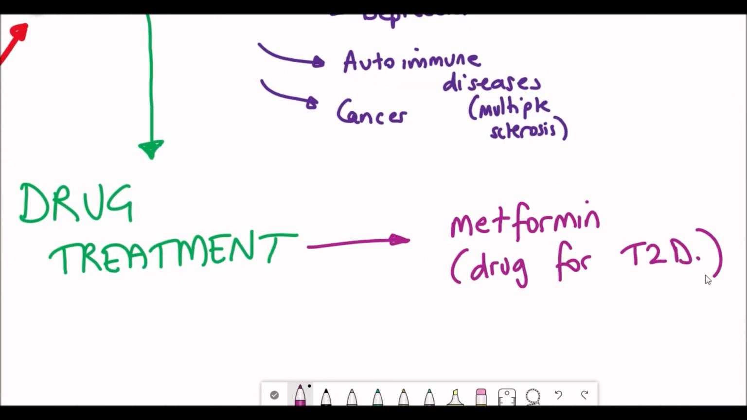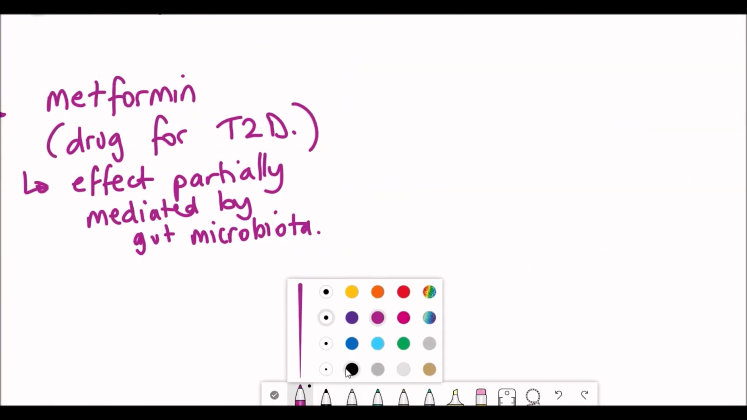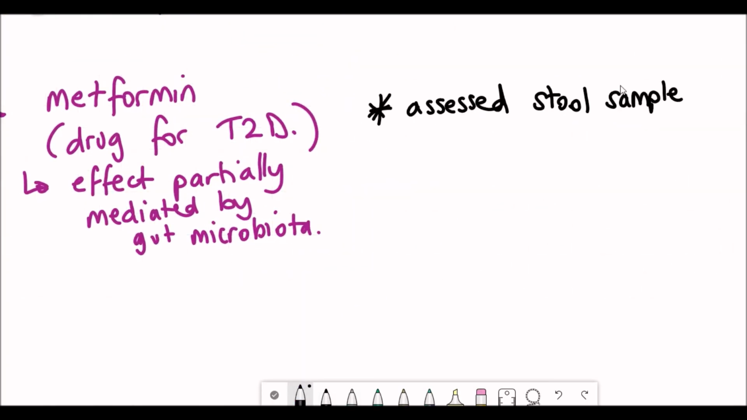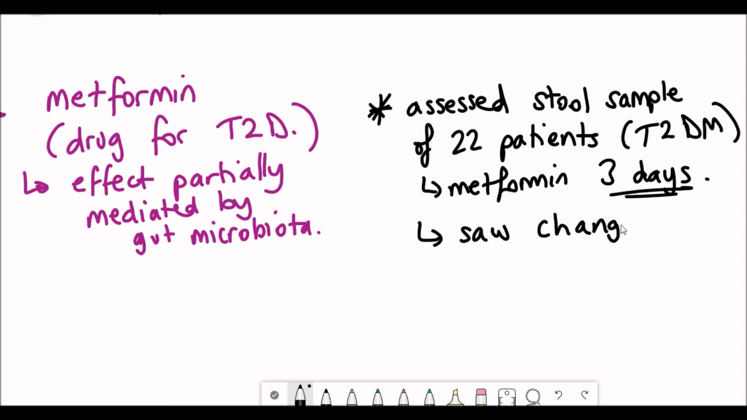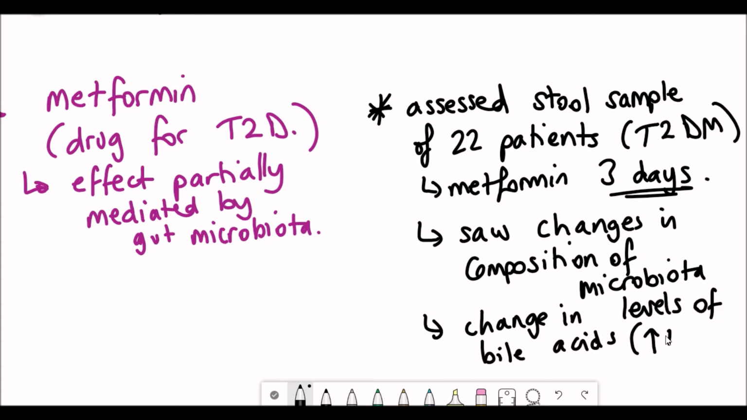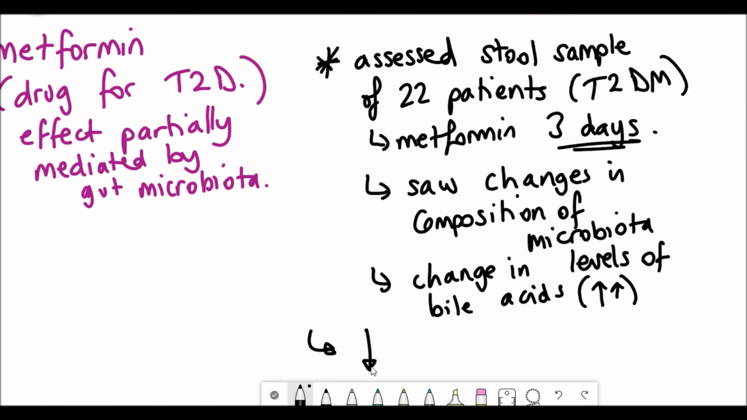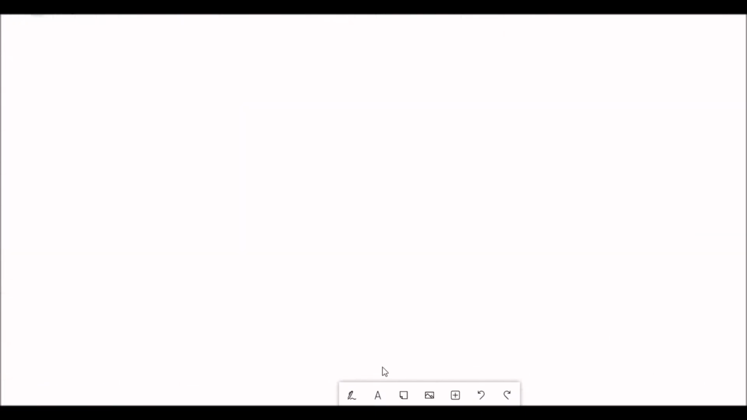And just to mention another study briefly, there was a study that looked at how the effects of taking metformin as a treatment for type 2 diabetes are partially mediated by the gut microbiota. In this study, which I'll link down below in the description, they assessed the stool samples of 22 patients that had type 2 diabetes and had been on metformin for 3 days. And even within that short timescale, they saw changes in the composition of the microbiota. In particular, they saw a decrease in one bacterial species and an increase in the levels of bile acids.